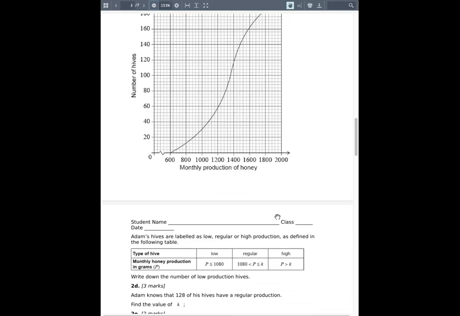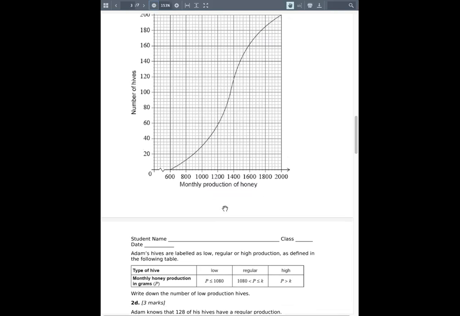All right. So since it says right here, P is less than or equal to 1080, we want to find 1080 on the graph, and then we want to match that up on the y-axis. So since there are 5 boxes and it's 600 to 800, it would be 200 divided by 5, which is 40. So that means each box increases by 40.